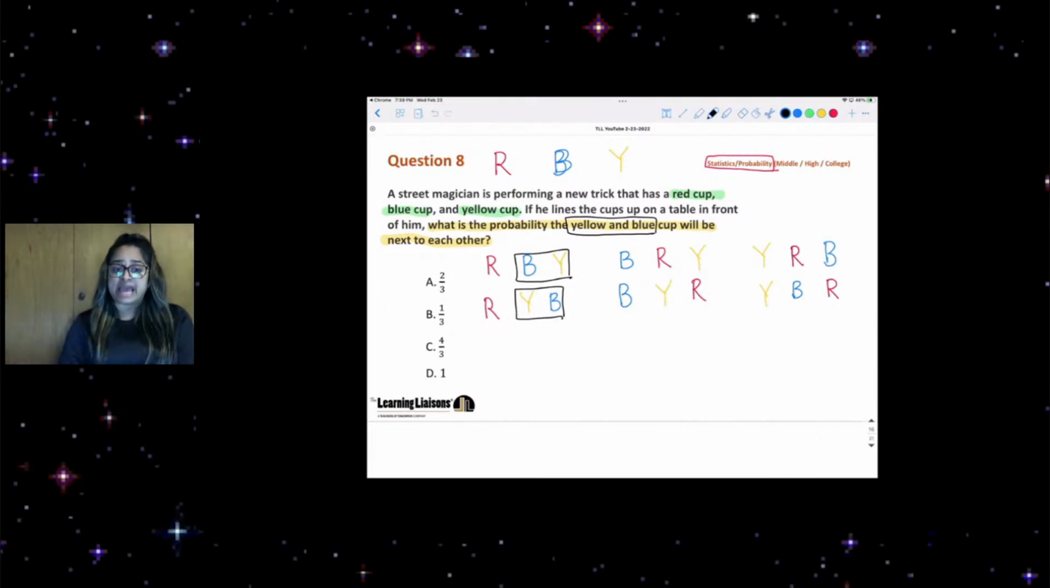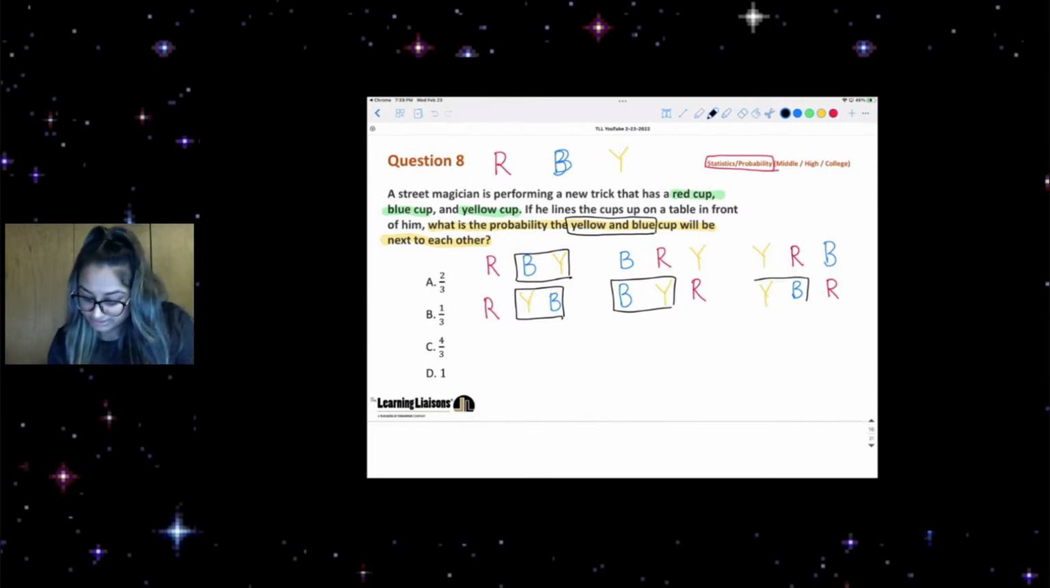They didn't say it had to be yellow and blue in that particular order. That's key here. So I can do yellow, blue, or blue, yellow. Either or, it doesn't matter. If they were specific, that would change our answer. And we can do that one after we finish this problem. So here's a blue and yellow, and here's a yellow and blue, as long as they're next to each other.